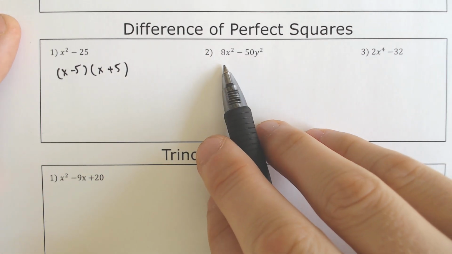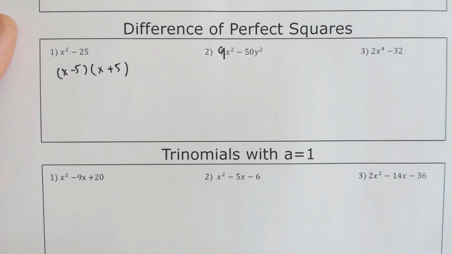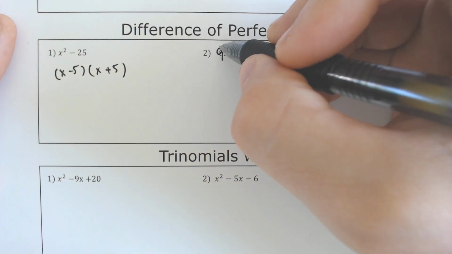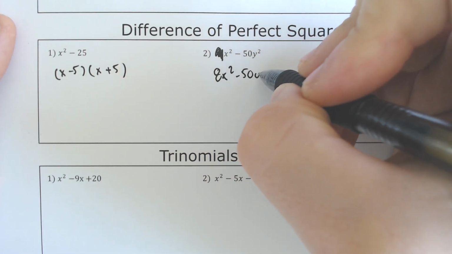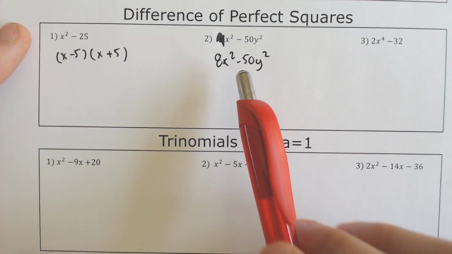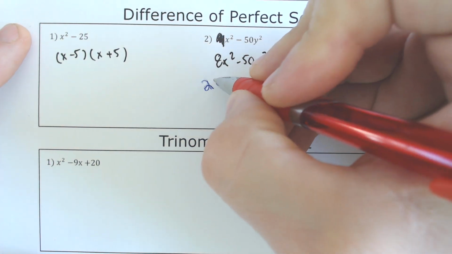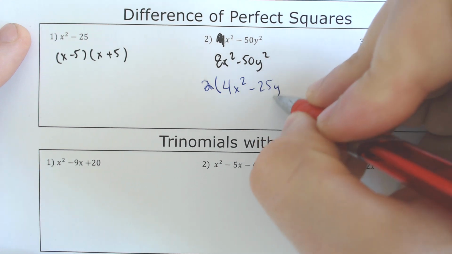This next one, we have a mistake. It should be a 9x squared minus 50y squared. They both are, no mistake, excuse me. 8x squared minus 50y squared. I thought there was a mistake. No mistake. We divide both things by 2. Always look for your greatest common factor. When we do that, if we divide both things by 2, we get 4x squared minus 25y squared.